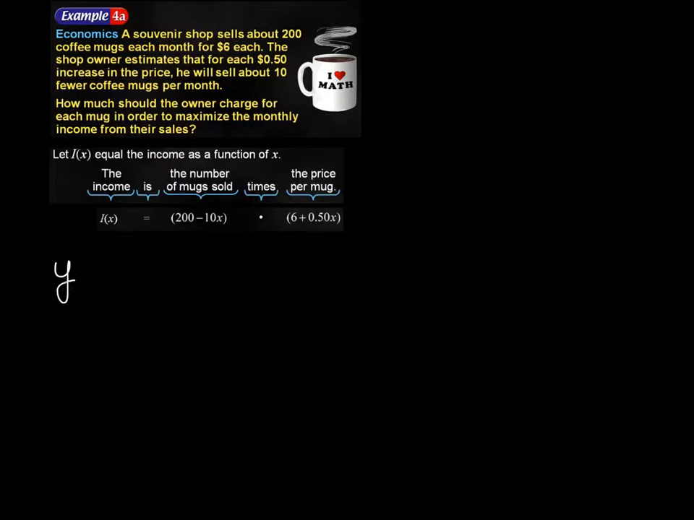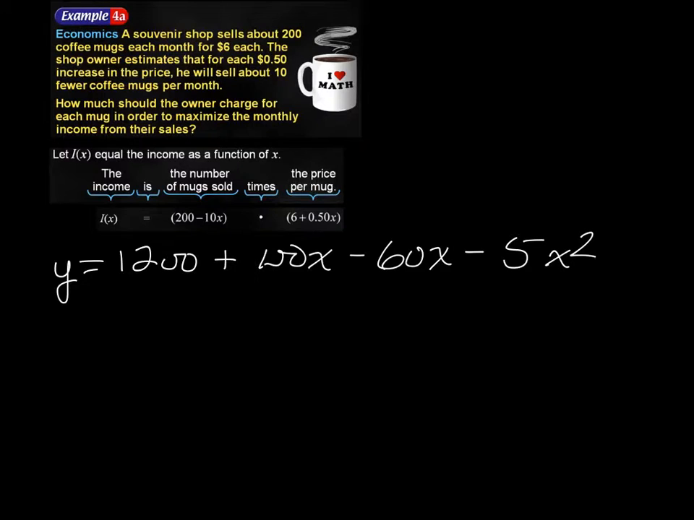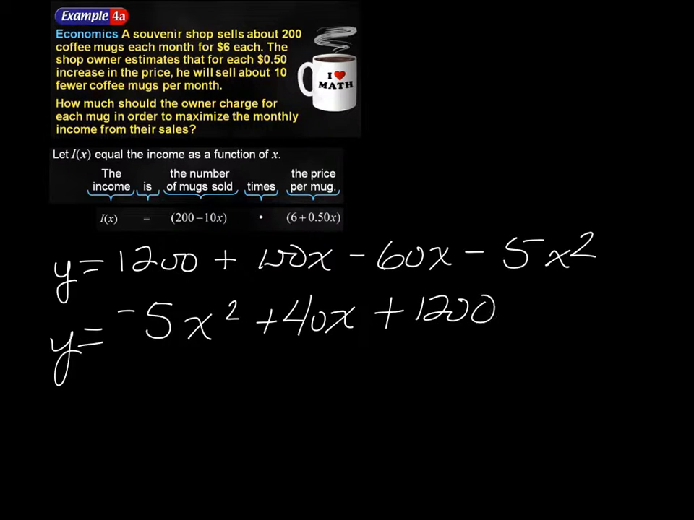We need to FOIL that out. I'm just going to go with y because we're used to seeing that. 6 times 200 would be 1200, plus 100x, minus 60x, minus 5x squared. Let's rewrite it in descending order of the variable, the way we're used to seeing it. So we'd have negative 5x squared plus 40x plus 1200. So our a is negative 5, b is 40, and c is 1200.